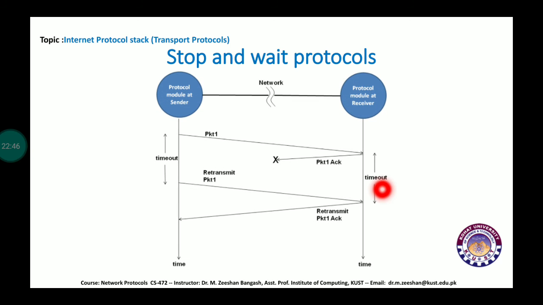There's another scenario in which the packet is sent by the sender toward the receiver, however the acknowledgement is lost. Since the sender is not receiving that acknowledgement and there is a timeout, the time reserved for waiting for that acknowledgement passes, so packet 1 is again transmitted to the destination, and accordingly an acknowledgement is received from the destination.